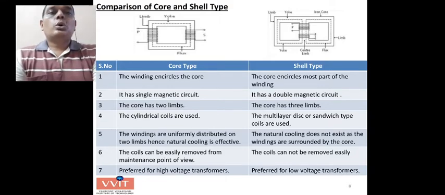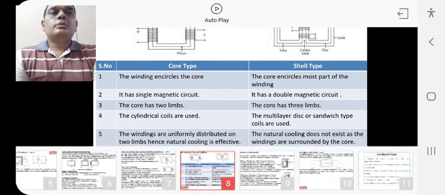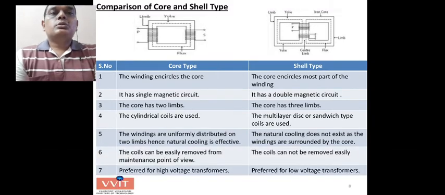Coming to cooling, the windings are uniformly distributed on the two limbs, hence natural cooling is effective. Here the natural cooling does not exist as the windings are surrounded by the core. Why? Because here we place only one winding, but in this one we place the two winding half parts. The coils are easily removed from a maintenance point of view. Here the coils cannot be removed easily, because this is used for high voltages, this is used for low voltages.